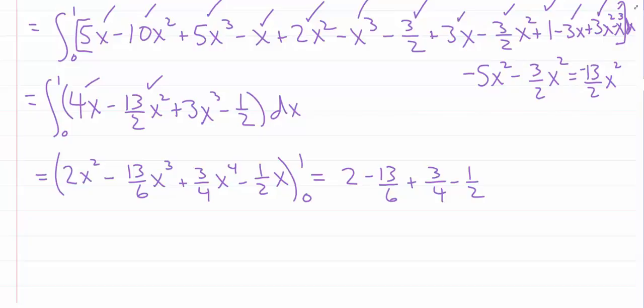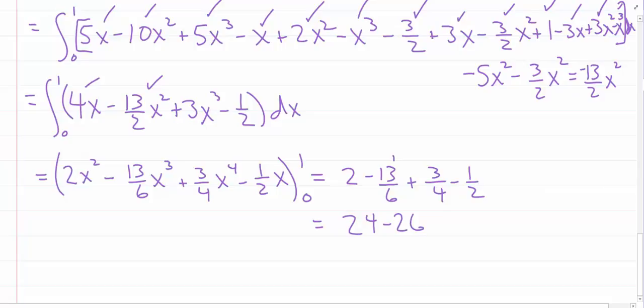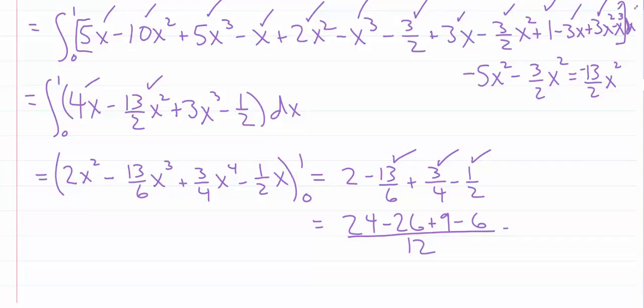Okay, now let's see. The common denominator is going to be 12. So 2 is going to be 24 over 12. This one's going to be 24 minus 26, because I multiply the top and the bottom of this one by 2, this one by 3, and this one by 6, and this is all over 12. Let's see what we've got now. This is going to be negative 2 plus 3, over 12, and that's 1 over 12. So after all that work, we get 1/12.